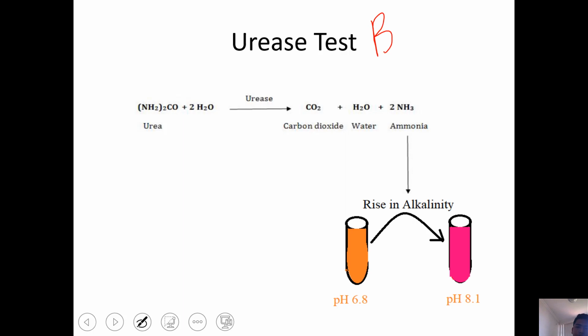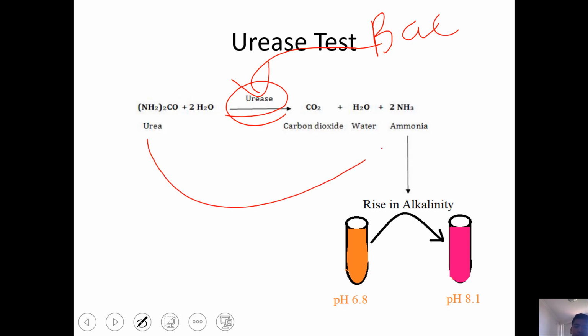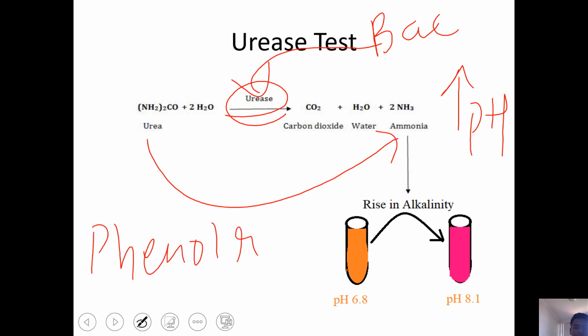So next is the urease test. In the urease test, some of the bacteria are capable of synthesizing the urease enzyme. If the bacteria is capable of synthesizing the urease enzyme, it will convert the urea into the ammonia. So if the urea is converted into the ammonia, just like in the citrate test, the alkalinity will be increased. It means the pH will be increased. So if the pH will be increased, then what happens? We are using the phenol red as the indicator here.